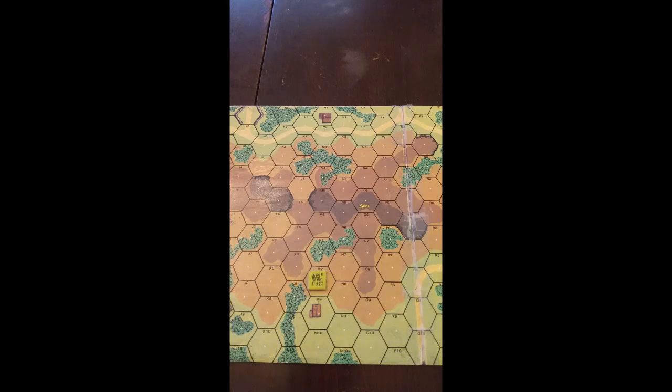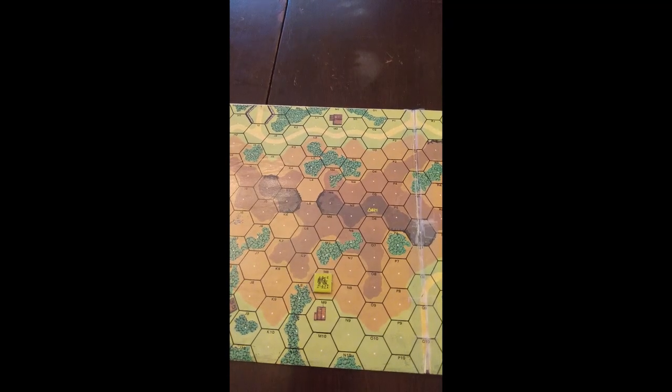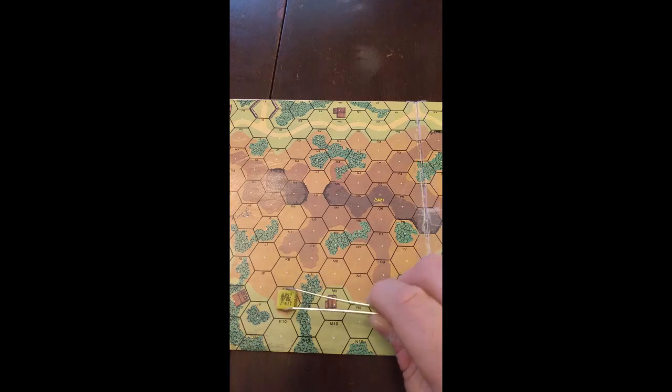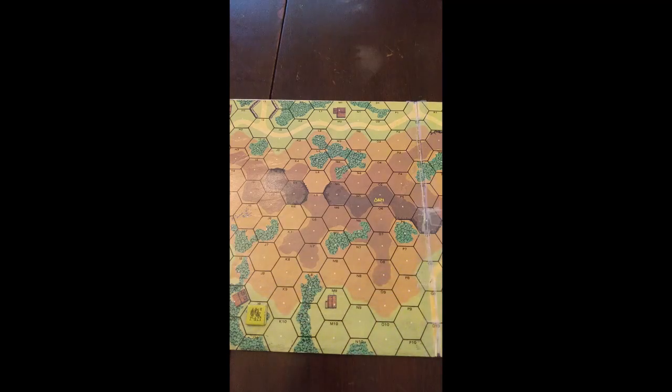Now, what if we wanted to go into hex J9, which is this woods hex right over here? We're going to be at this level 1 elevation, and we basically want to make a beeline for J9. How many movement factors is that going to involve? Well, we're going to enter the woods hex here, so that's 2 movement factors. A clear hex at the same elevation is 3. Then when we enter J9, that's 4 and 5 movement factors total.